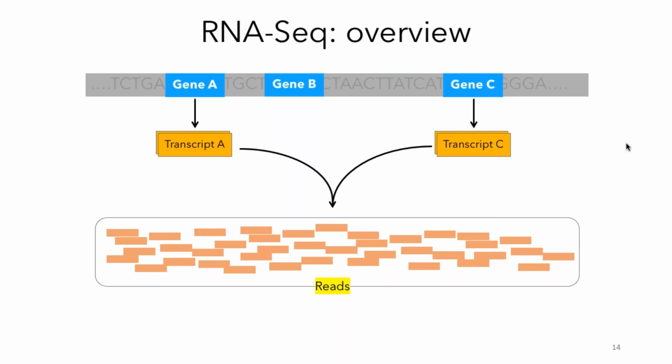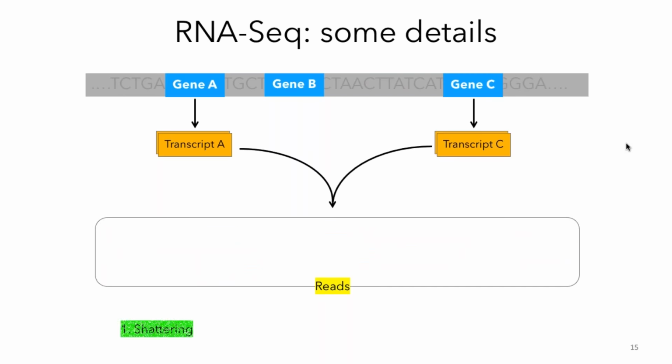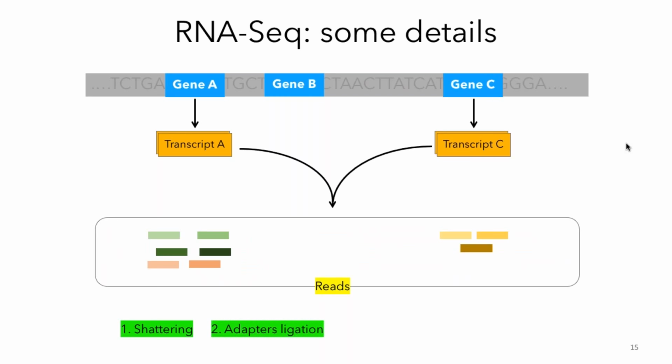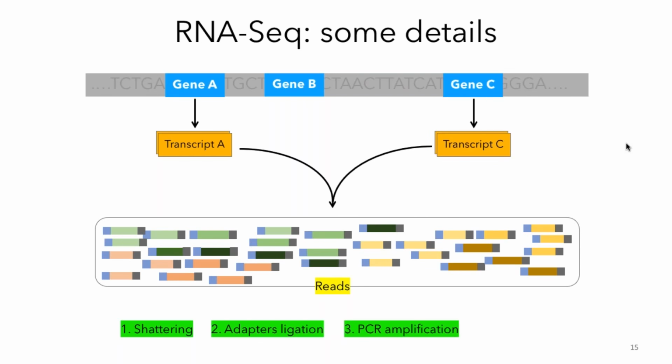But it's not so simple, in fact. There are some additional details that we need to consider. The real process starts from shattering the RNA. We have these reads, and then we use adapters to match to those different reads. Then we use PCR to amplify the reads, so we have many, many reads that include the adapters. There's some effect of PCR amplification, and then finally, we have the process of reading.